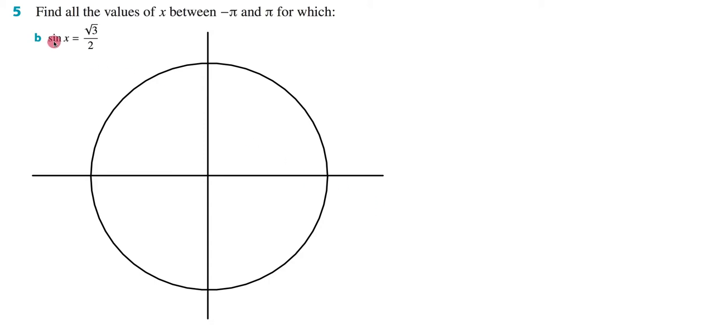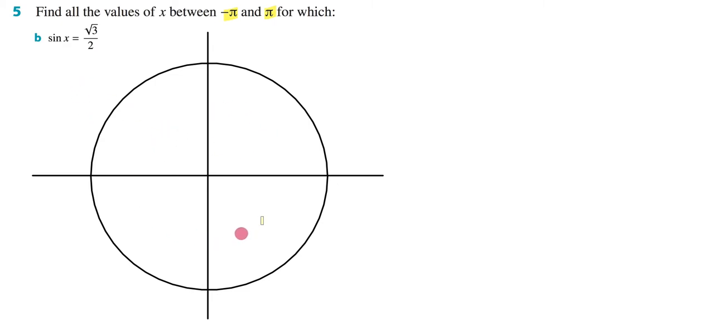Okie dokes, we are now up to question 5b of exercise 14h, which is asking us to find all the values of x between negative pi and pi. Restricting our domain to negative pi and pi is really going to affect how we answer this question. So the question itself is sine x equals the square root of 3 over 2.